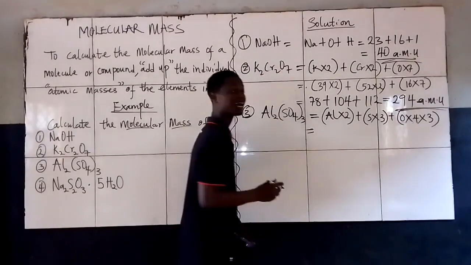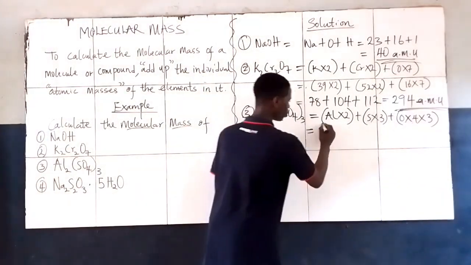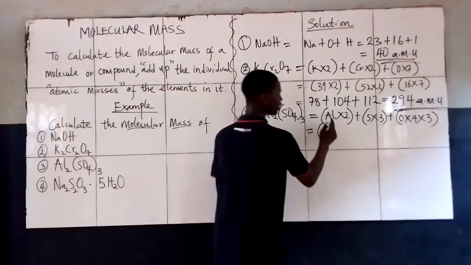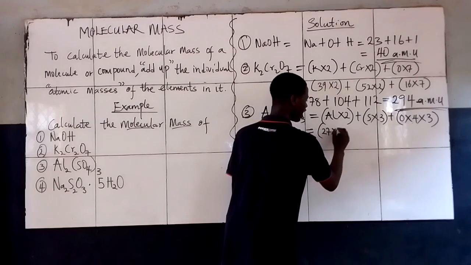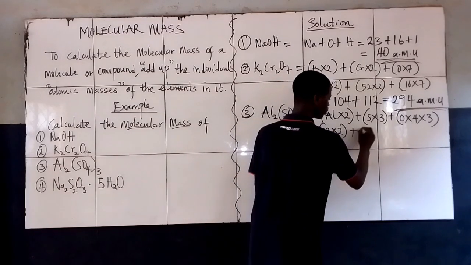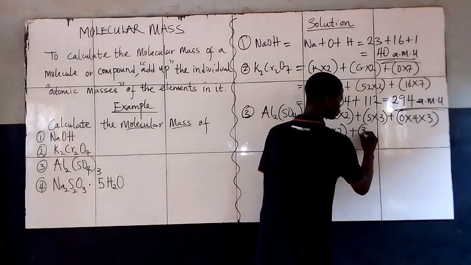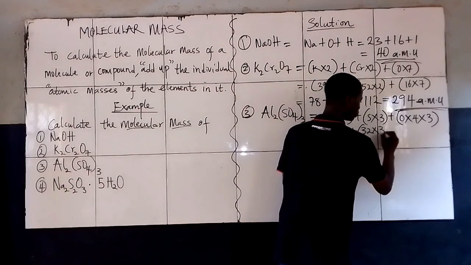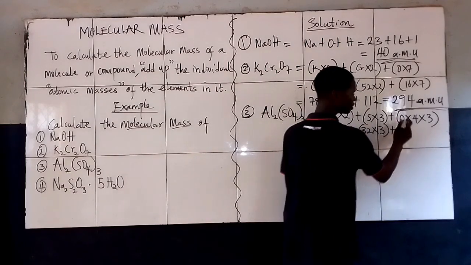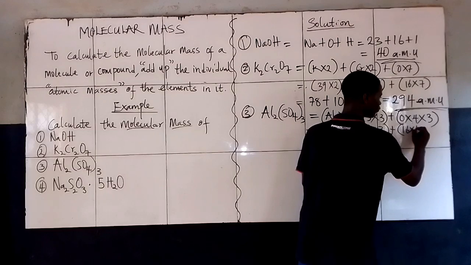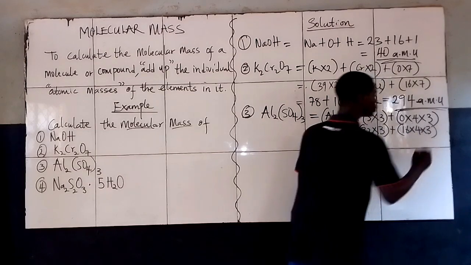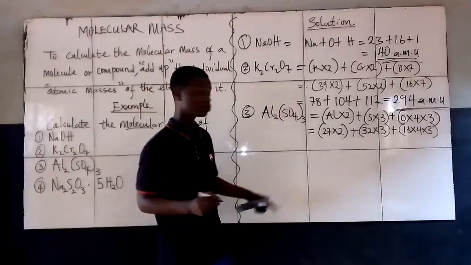So now we have this. Let's replace them with their atomic masses. Open bracket. Atomic mass of aluminium is 27 times the 2. Atomic mass of sulfur is 32 times 3. Atomic mass of oxygen is 16 times 4 times 3. So this is the proper way to do expansion so you won't miss it.